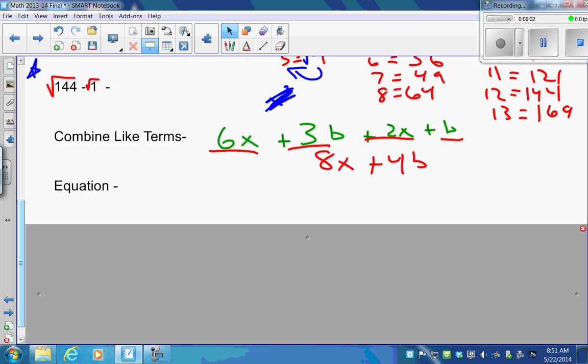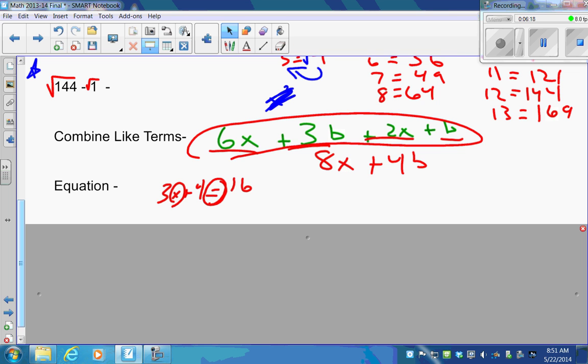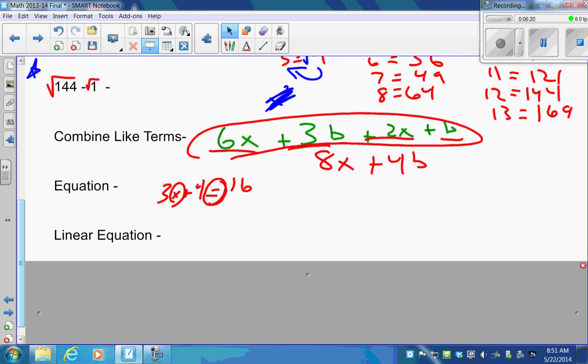Equation. So an equation is anything that has an equal sign. A lot of these you'll see like 3x plus 4 equals 16. If it has an equal sign, you have to find what x is. If it does not have an equal sign, just combine your terms. We'll go through that again later.